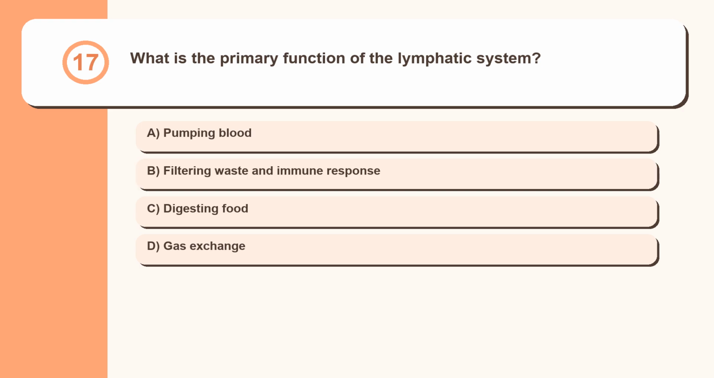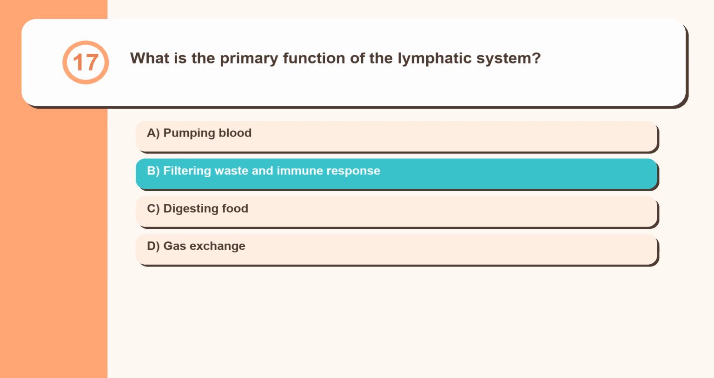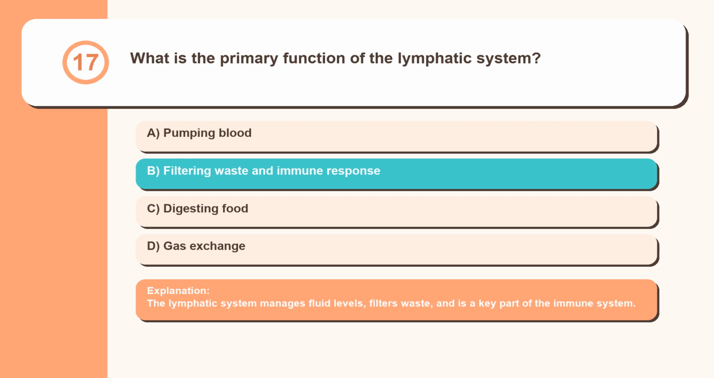Question 17. What is the primary function of the lymphatic system? Pumping blood, filtering waste and immune response, digesting food, gas exchange. The lymphatic system manages fluid levels, filters waste, and is a key part of the immune system.